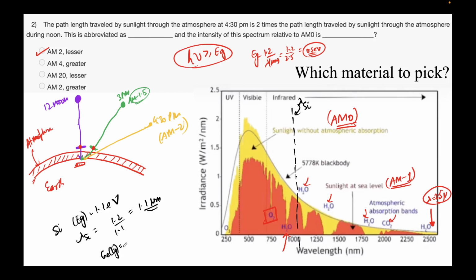I'm forgetting the value for germanium. Gallium arsenide I know is 1.4 eV, so let's try gallium arsenide. Lambda corresponding to gallium arsenide will be 1.2 divided by 1.4, so it will be 0.86 microns. That will lie somewhere over here, this one for gallium arsenide. Gallium arsenide will absorb all this, but it will not absorb above it. So that's the trade-off that we have to make. We'll see which one works better.